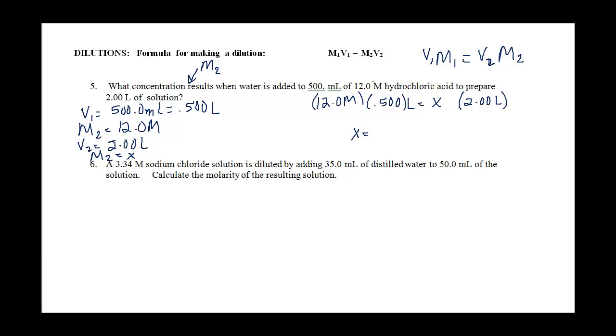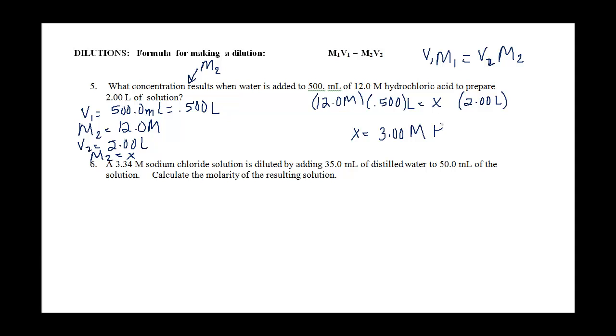Now again, a double check. If I'm diluting it, my answer better be smaller, less concentrated than the one I started with. If you had something that ended higher, then you did the math wrong. Go back and look at it. And what do you end up? You end up with a 3 molar solution.